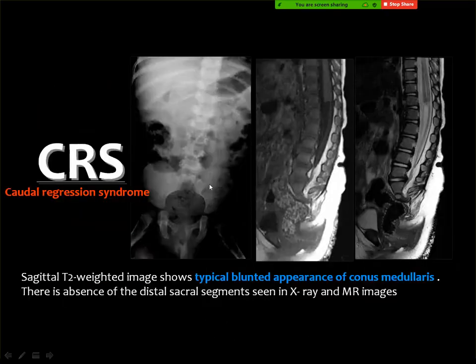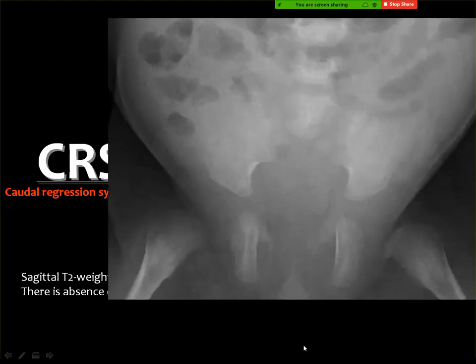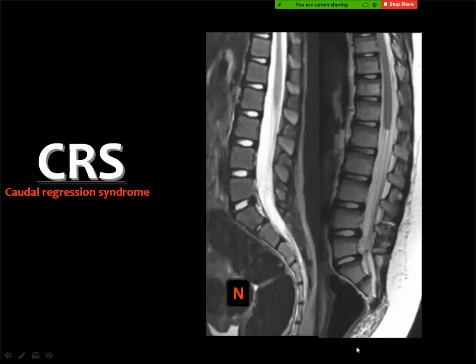In the plain film, if the sacrum is absent, you may get fusion of the iliac bones across the midline, but sometimes you get some remnants of the sacrum and the characteristic appearance of the cut or the blunted edge of the conus. And this film is frequent in the exams. You should look carefully for the presence of the sacrum. And here you do not see any sacral segments. Instead, you get only the spine terminating at L5.